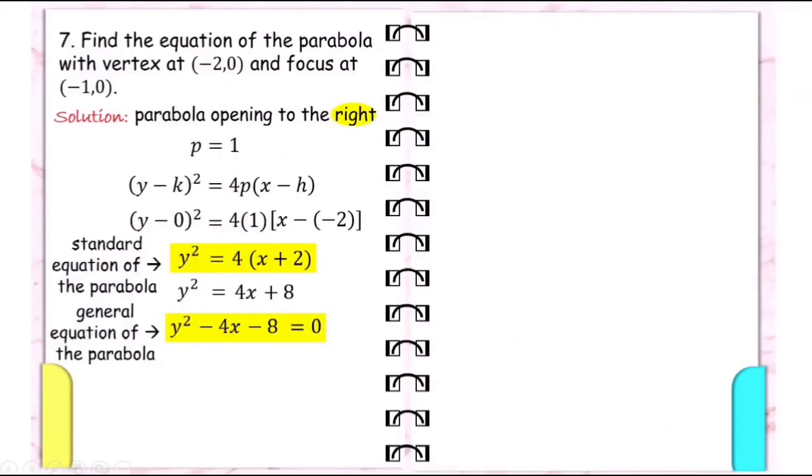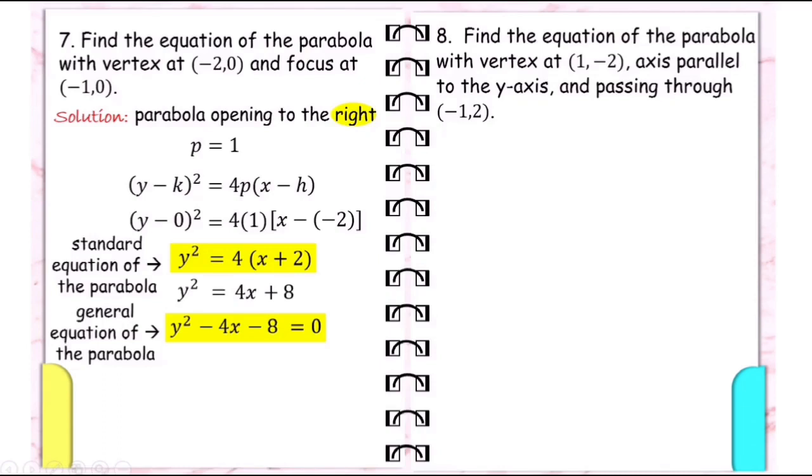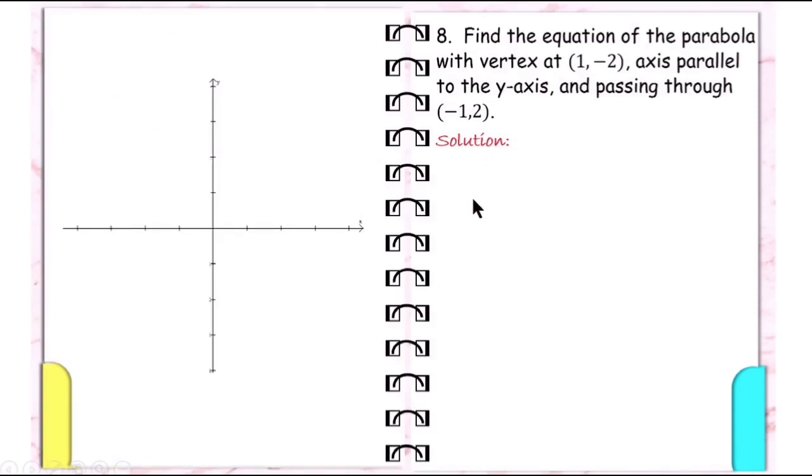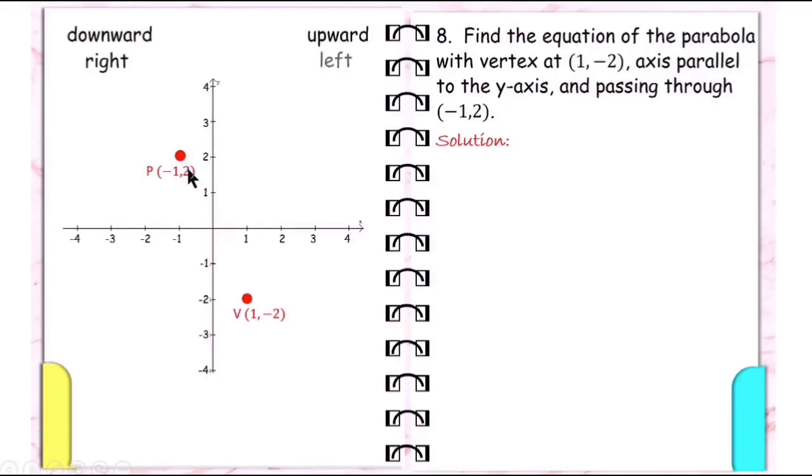Another example. Find the equation of the parabola with vertex at (1, -2), axis parallel to the y-axis and passing through (-1, 2). Let us first plot these points. The vertex (1, -2) is located here, while the point (-1, 2) is located here. Next, let us determine the opening of the parabola para malaman natin kung ano ang gagamitin nating equation.